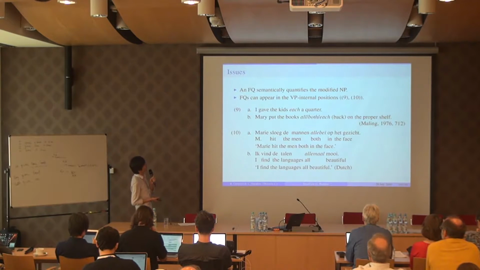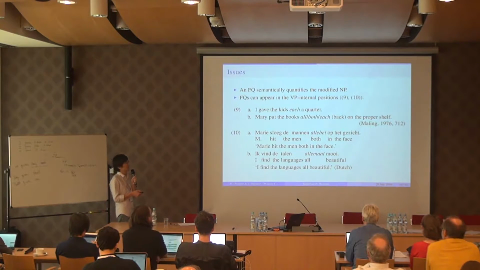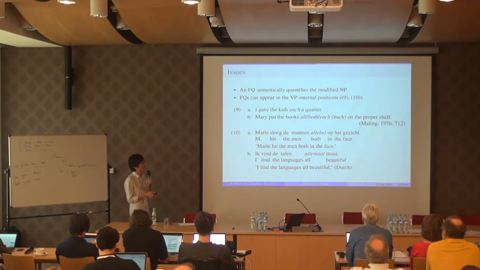So if you look at 9, that's a double object construction. So I give the kids each a quarter. So each, the quantifier, appears between the primary object, the kids, and the secondary object, the quarter. So obviously this probably cannot be regarded as a VP-adjunct. So we must allow the quantifier to be a complement of the verb in some way.